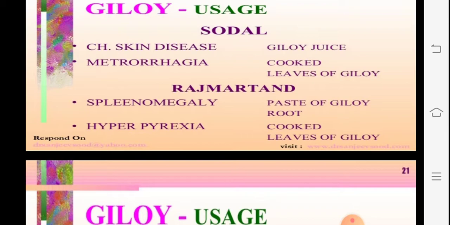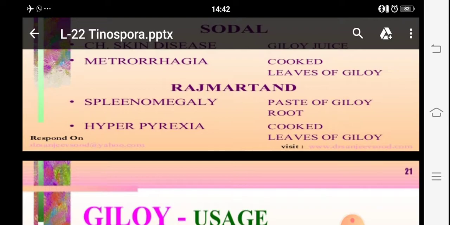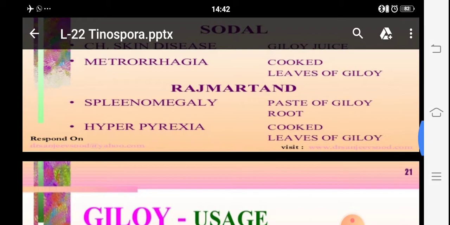Then metrorrhagia, cooked leaves are generally used. Metrorrhagia, that is the excessive bleeding, suppose bleeding problems or dilution of bloods, it is certain disease. Then splenomegaly, so paste of giloy roots are used. Then hyperpyrexia, cooked leaves they are used.